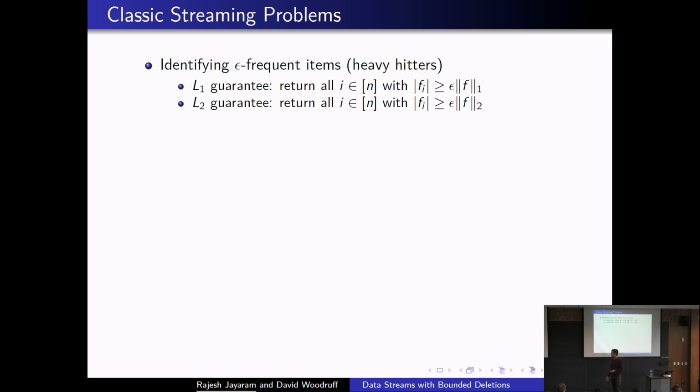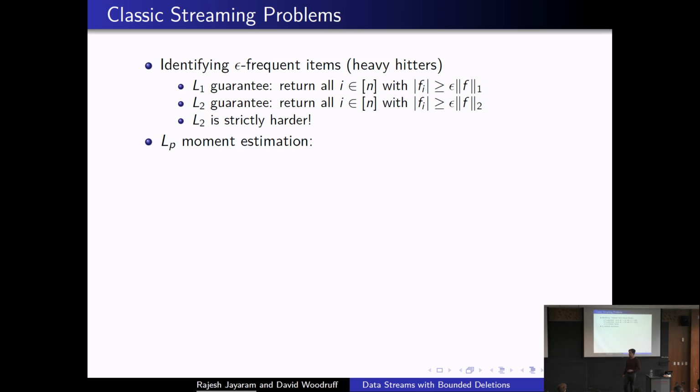Then there's a similar condition for L2, which is to do the same thing, but instead of an epsilon fraction of the L1, it's an epsilon fraction of the L2. It's actually pretty easy to show that the L2 problem is a lot harder, because here you're being asked to determine an item's frequency to epsilon f_2 error, whereas for L1 it's epsilon f_1 error, and as we know, f_2 can be a lot smaller than f_1. It can be 1 over square root of n times f_1. So this is a much harder problem in general.